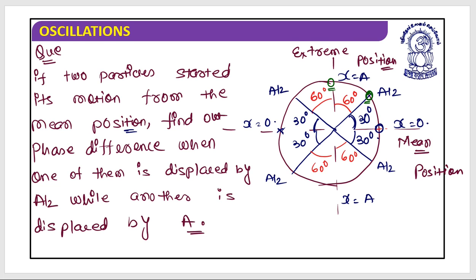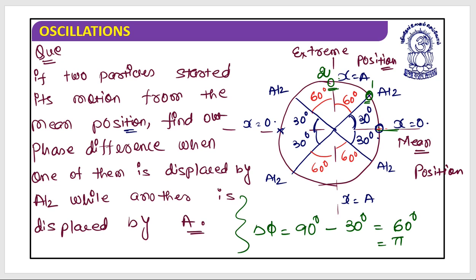So what I want is the phase difference. It's an angle difference between these two, and from the diagram it is delta phi. Let's say this is the second particle, this is the first particle. The angle of the second particle is 90 degree, and the angle of the first particle is 30 degree. So there is a phase difference of 60 degree, or I should say it's pi by 3 radian between these two.